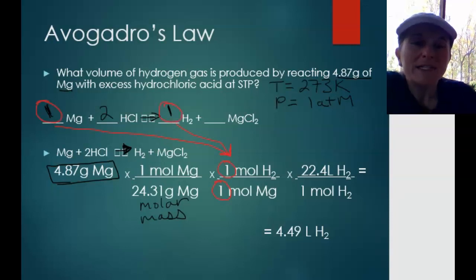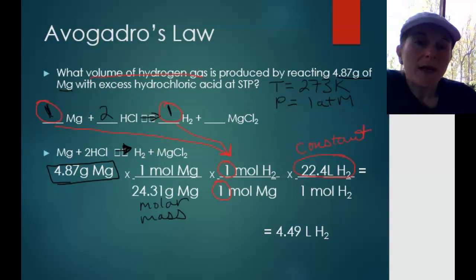And then it's asking for the volume of hydrogen gas. So we need to convert that from moles to volume. Well, we now know that Avogadro told us that for every mole of hydrogen gas, that will occupy 22.4 liters. So there's that number, that constant. So that's the constant for gases.